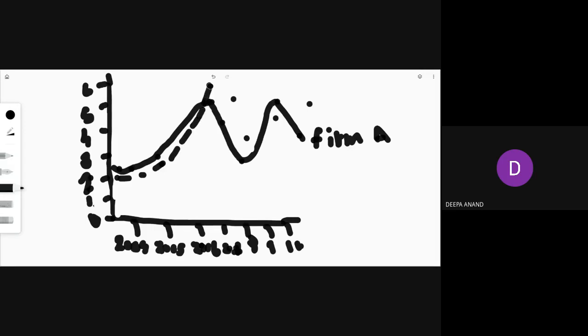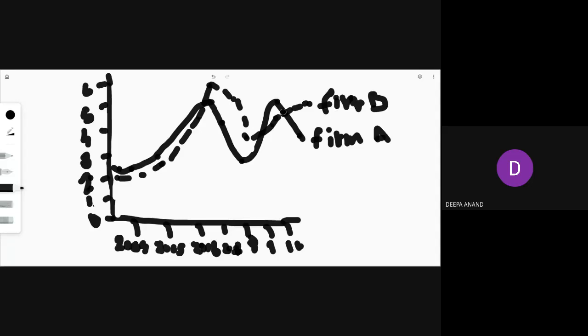So at a point, firm B crosses firm A. Find out that point: in which year does firm B cross firm A in production? Ma'am, 2006. Yeah. So from here the question can also be asked.